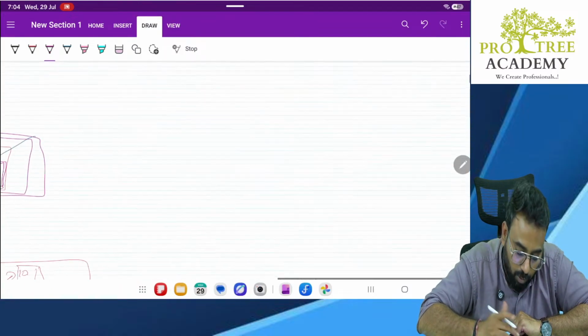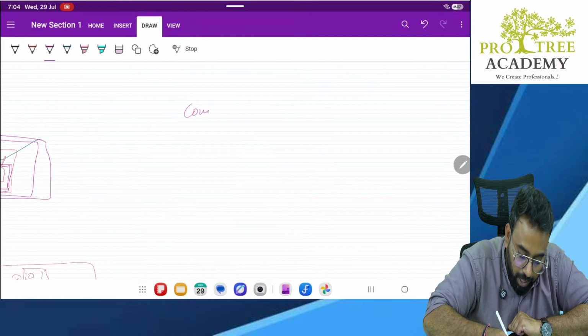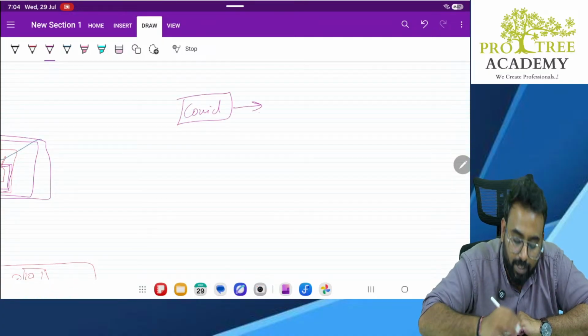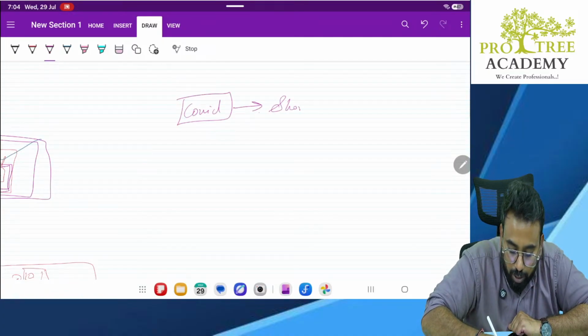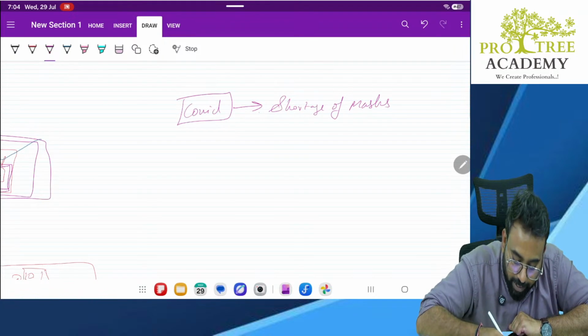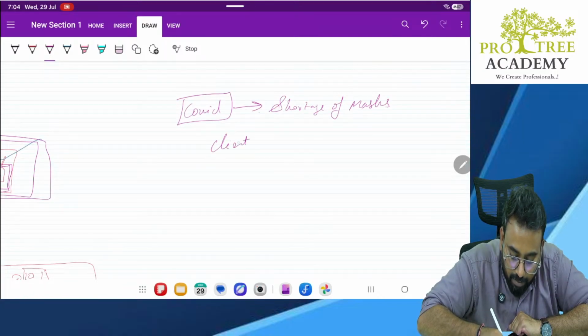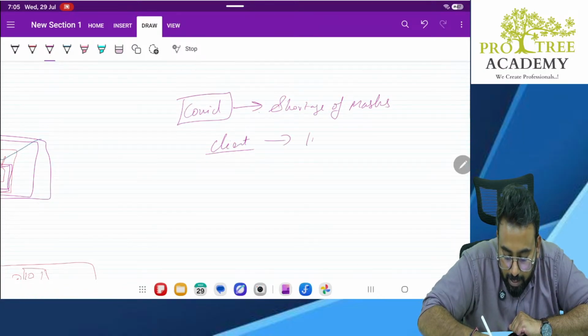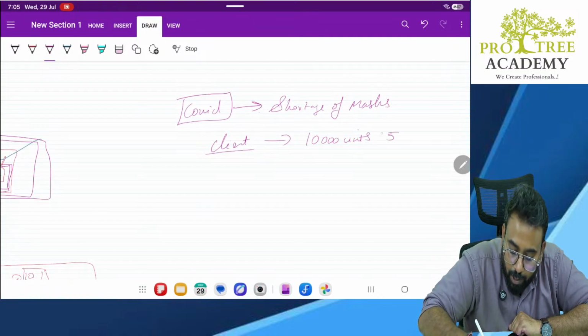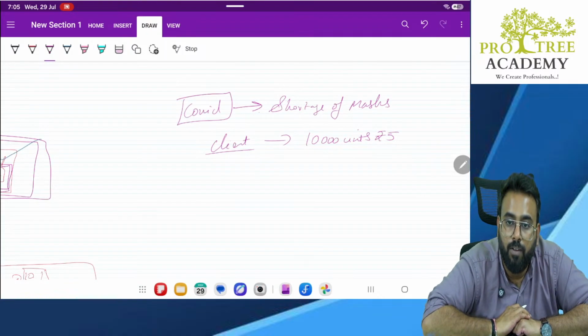I'll explain it to you with one example. Everybody remembers COVID, my classic example. During COVID, there was a shortage of masks. So what happened? One of my clients bought 10,000 units of mask for 5 rupees each.